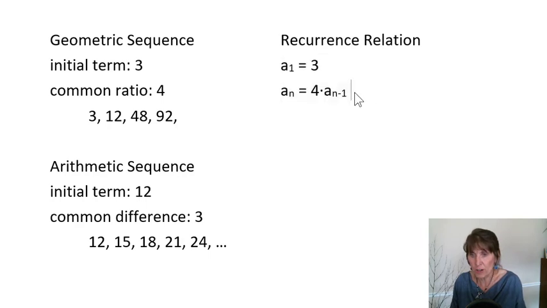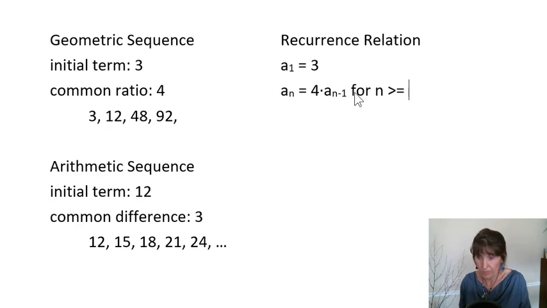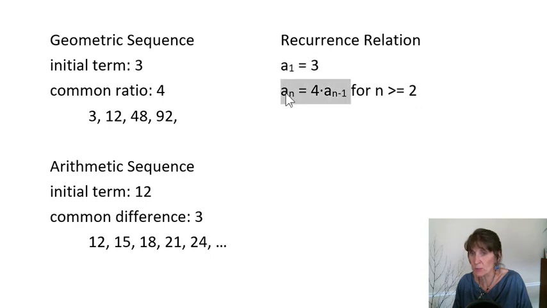And the way we say for all of the others is we go for n, and we say it's everything greater than or equal to 2, right? Because for when n is 1, this is the rule. But for when n is either equal to 2 or greater than 2, then this is the rule.